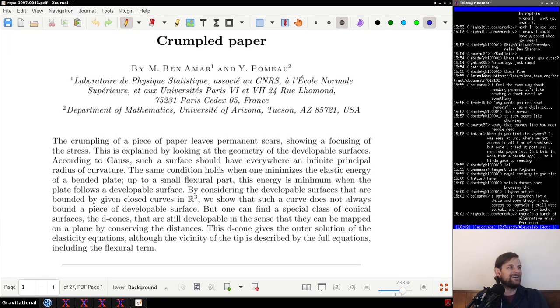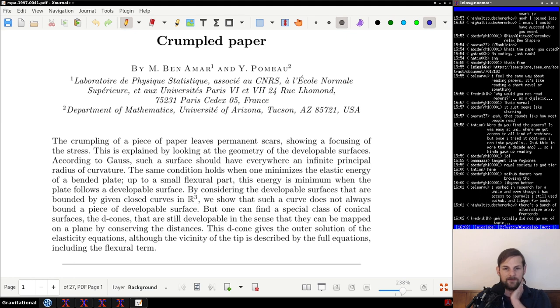All right, one second. The crumpling of a piece of paper leaves permanent scars showing a focusing of the stress. This is explained by looking at the geometry of the developable surfaces. According to Gauss, such a surface should have everywhere an infinite principal radius of curvature. Okay, I guess that makes sense.